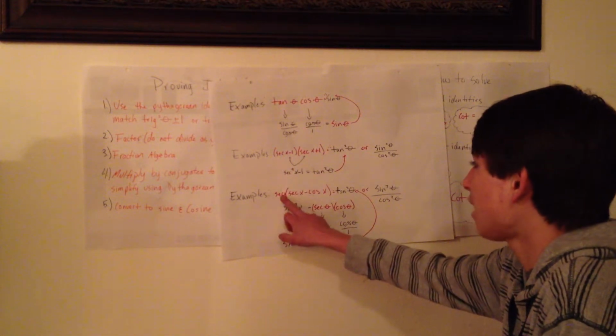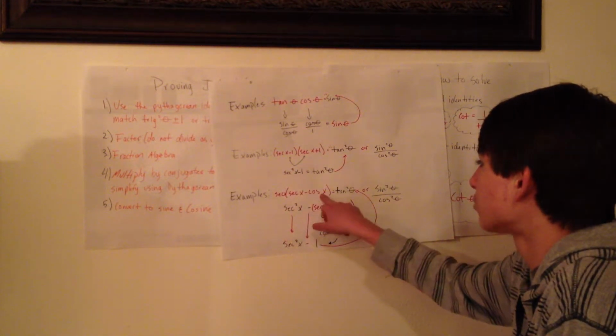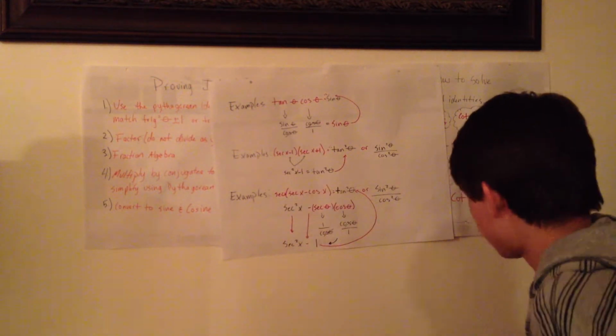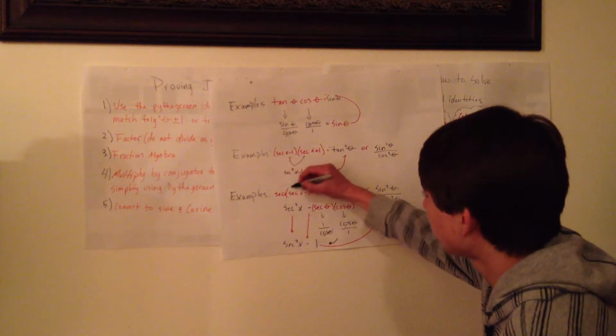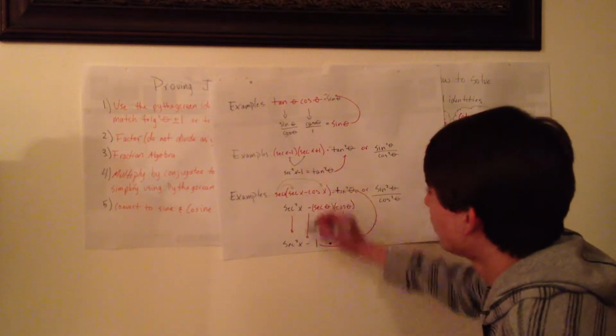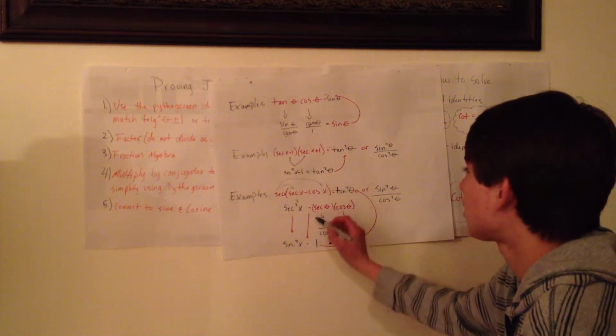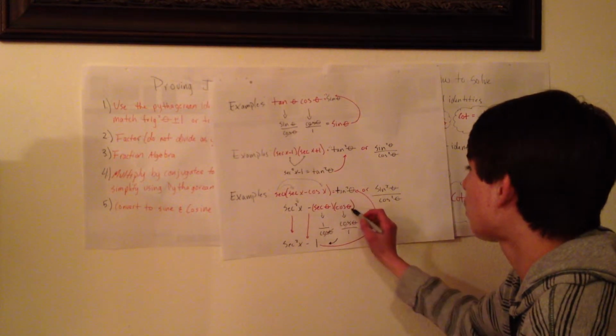Example 3: secant x multiplied by secant x minus cosine x. Here you're just going to distribute again. You're going to multiply these sides just like this. You're going to bring this over here, and over here. And this comes down to secant squared x. And from here over here, you're going to subtract secant theta times cosine theta.